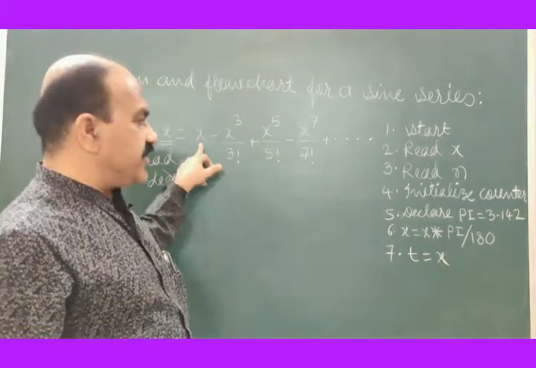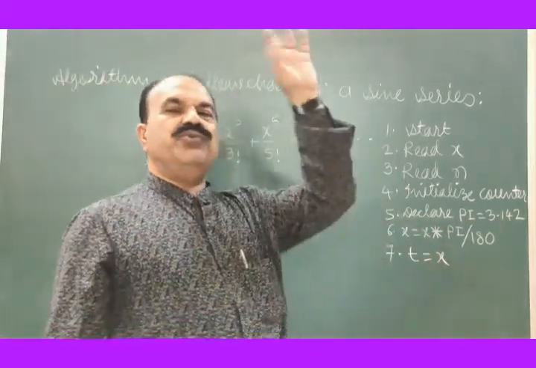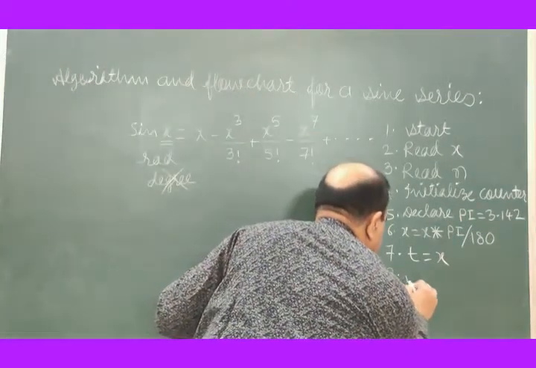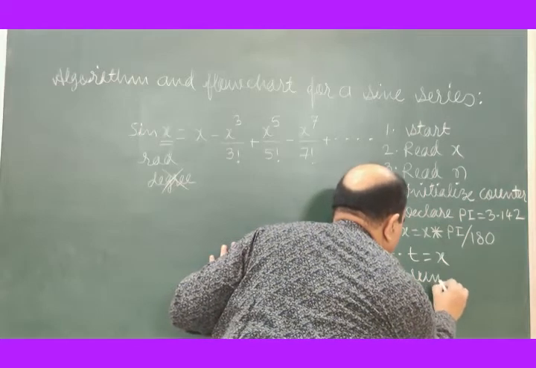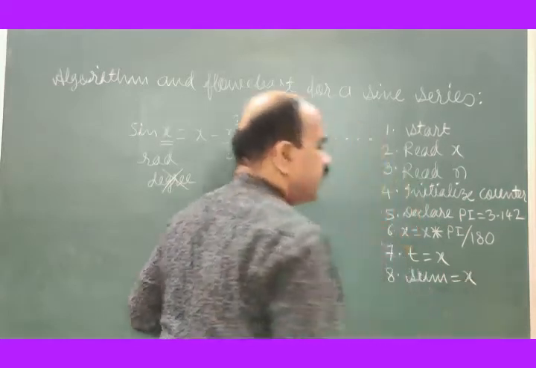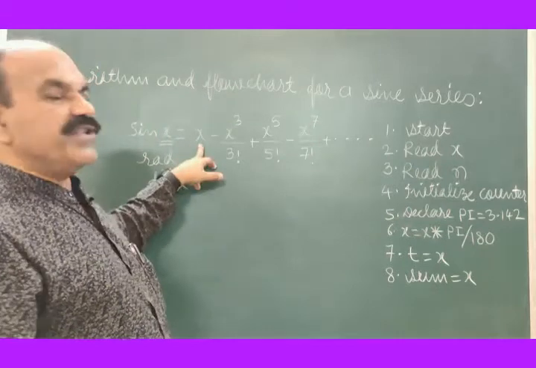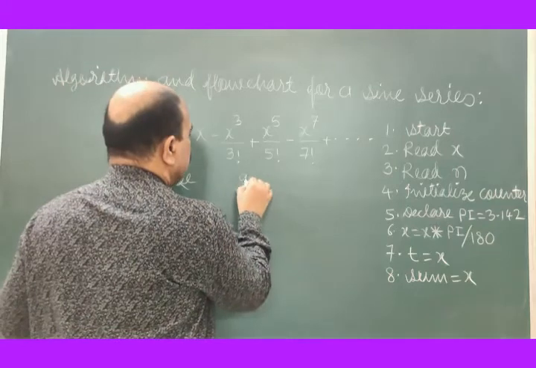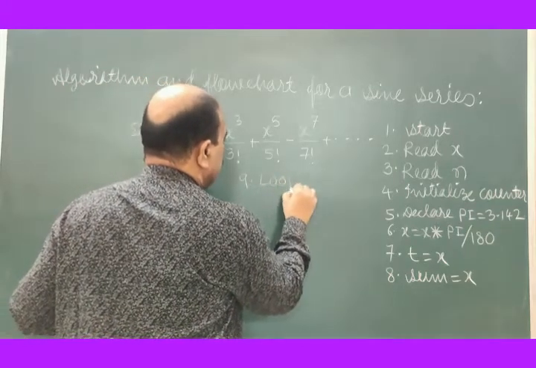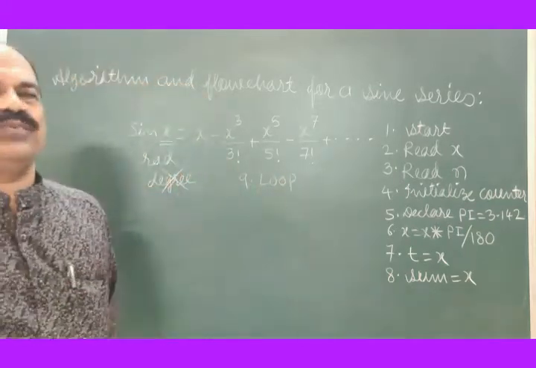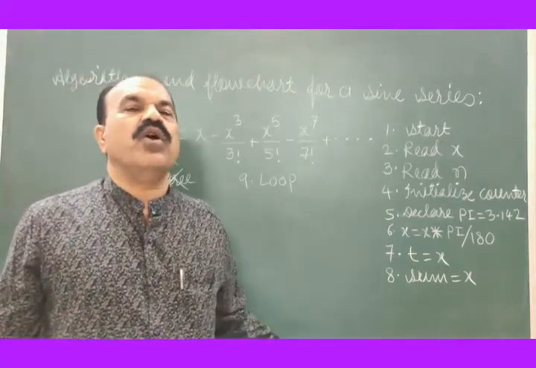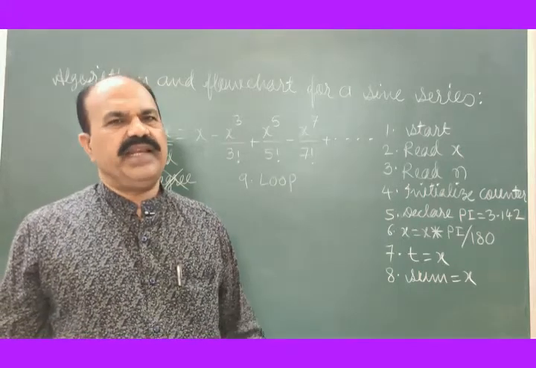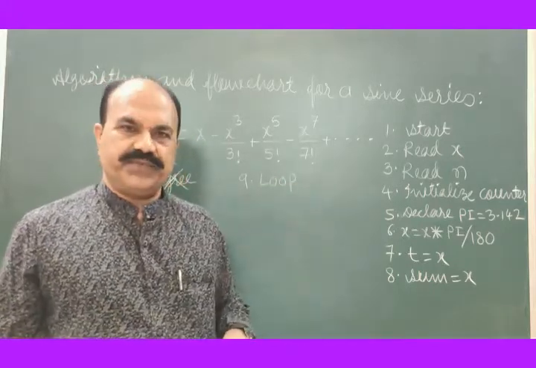First term is what? X. So let me write term is equal to x. Similarly, let me initialize the sum. Sum is equal to x. First sum is x. Okay. Then you have to construct a loop. You may use for loop or while loop or do loop. Any one loop can be used here.